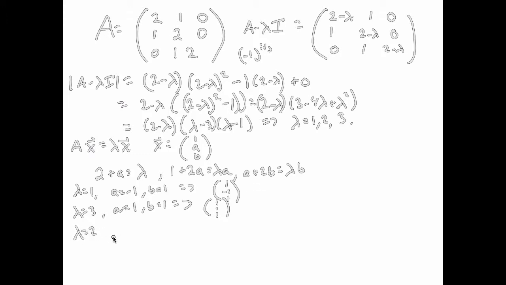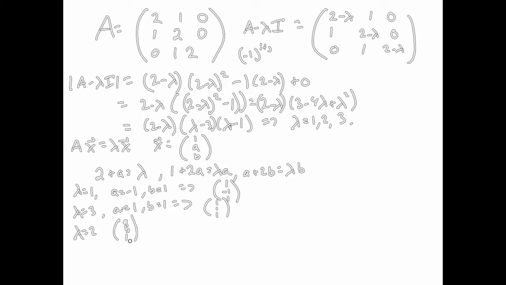turns out if you put lambda equals 2 here, you get a equals 0 from the first equation. But then the second equation would imply 1 equals 0, and that's obviously not true, so we can't do that. So instead, we're going to have to choose a different setup. So we're going to try instead putting the 1 in the bottom.